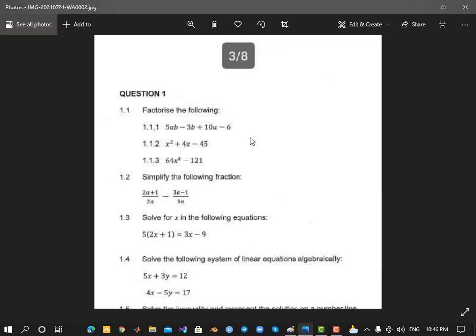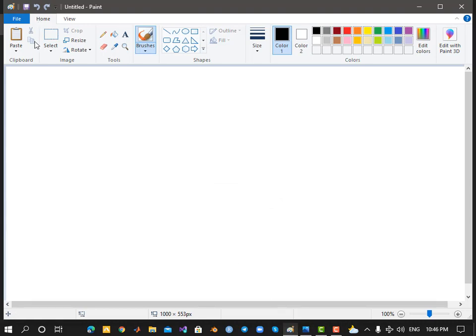We looked at the first question, which was 5ab minus 2ab plus 10a minus 6. We factorized it. Now we are looking at the second one, which is x squared plus 4x minus 45. So let's quickly dive in and solve it. The second question says x squared plus 4x minus 45.